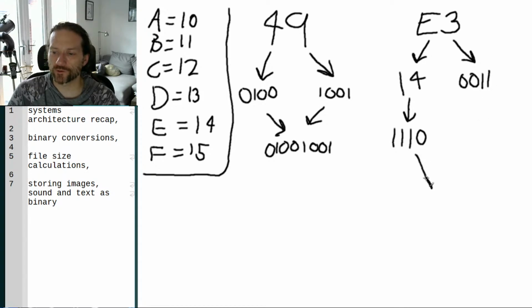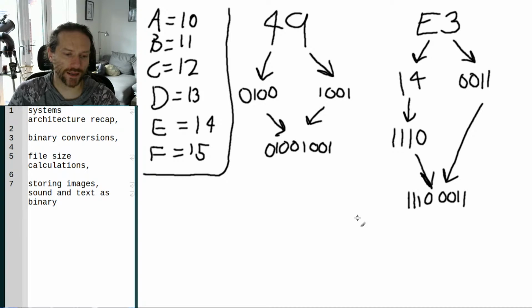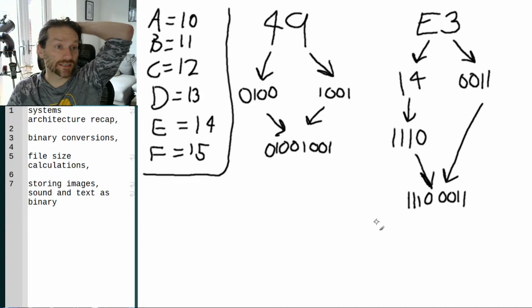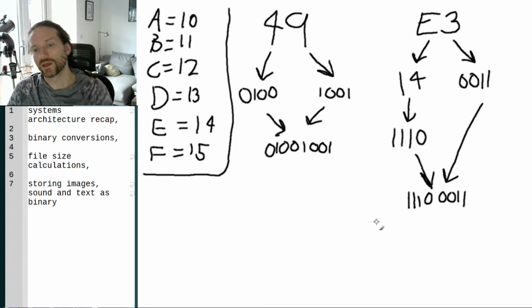And as before, you just join them back together. There's my terrible drawing of an arrow there. 1, 1, 1, 0, 0, 0, 1, 1. And that's that. That is it. That's hexadecimal to binary. That makes sense to everyone.